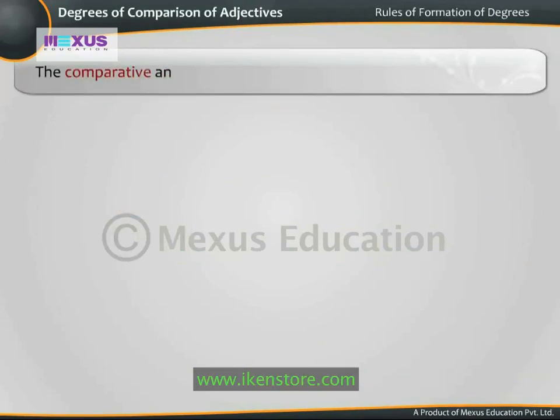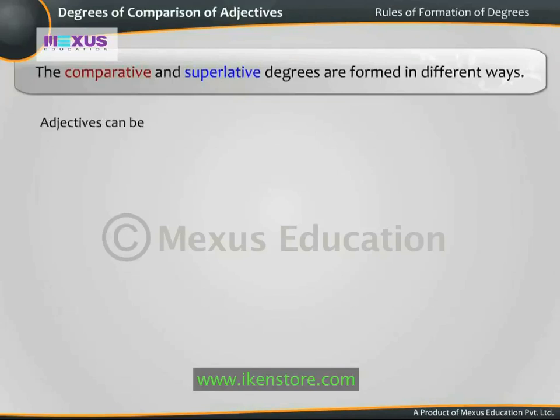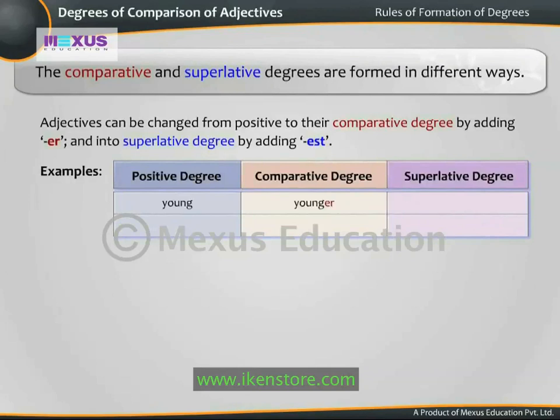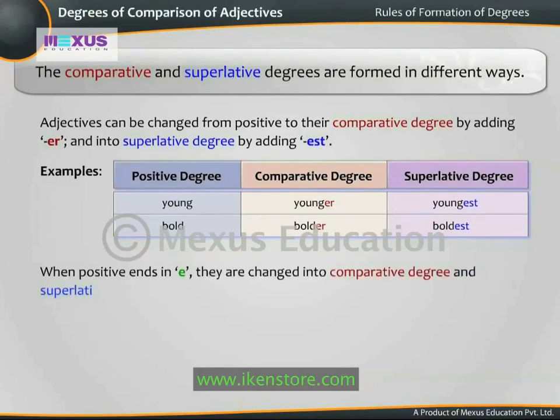The comparative and superlative degrees are formed in different ways. Adjectives can be changed from positive to their comparative degree by adding er and into the superlative degree by adding est. Take a look at the following examples. When a positive ends in e, they are changed to comparative and superlative degree by adding r and st respectively. Take a look at the following examples.